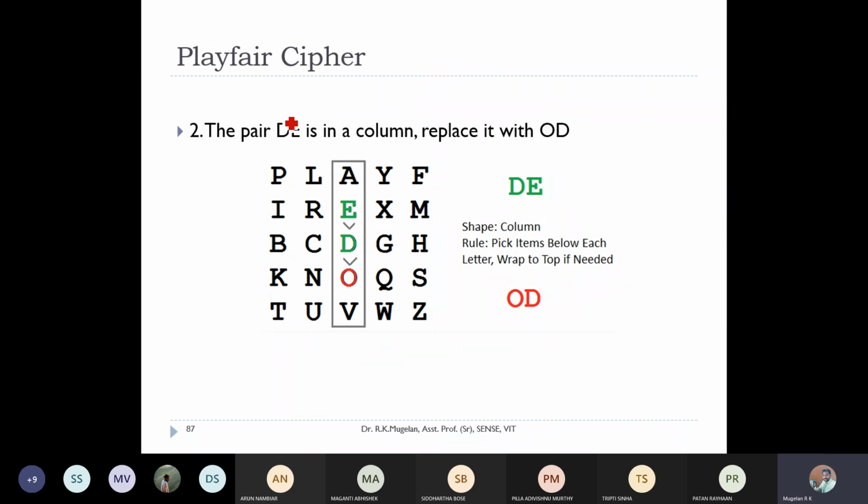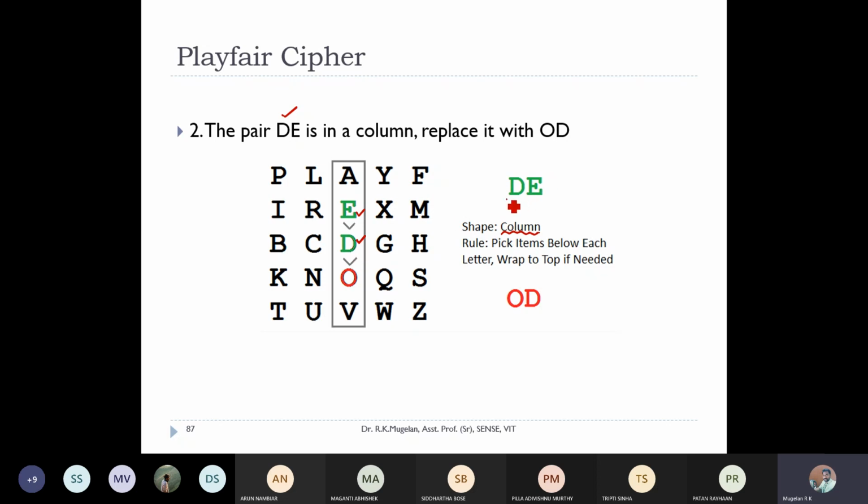HI we just encrypted. Now we are going for the second pair, DE. So here we can see D and E are forming the shape of a rectangle, but both are present in the same column. So we call this a column shape. That is, you can see the elements D and E are present in the same column. So if you are finding these elements in the same column, what is the rule? You have to pick the elements which are just below the respective characters.